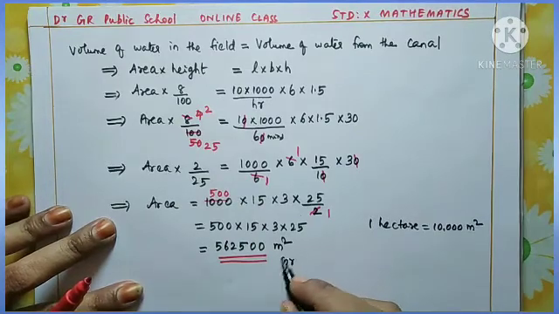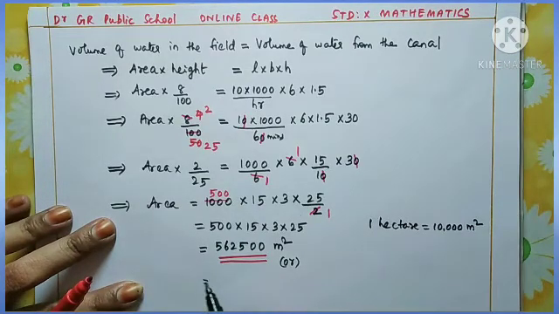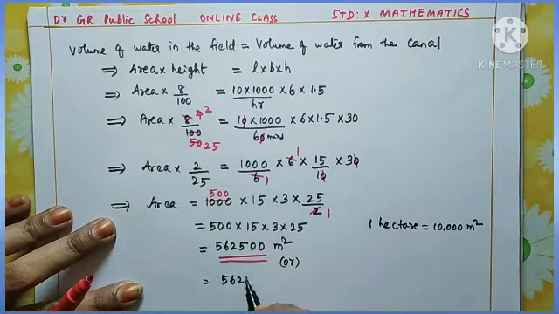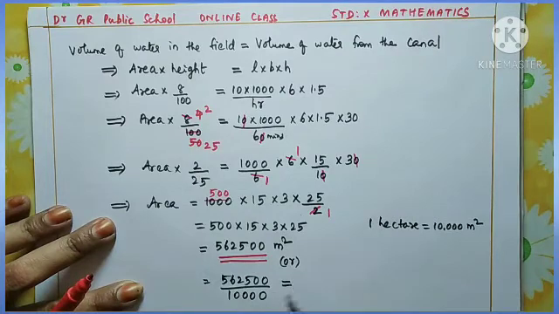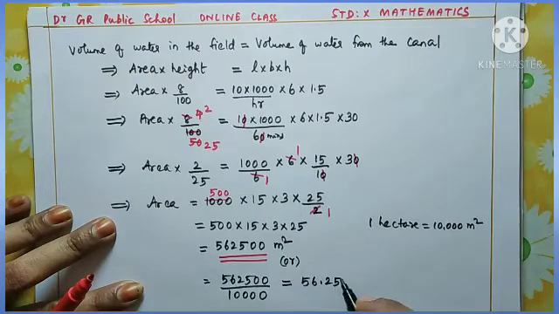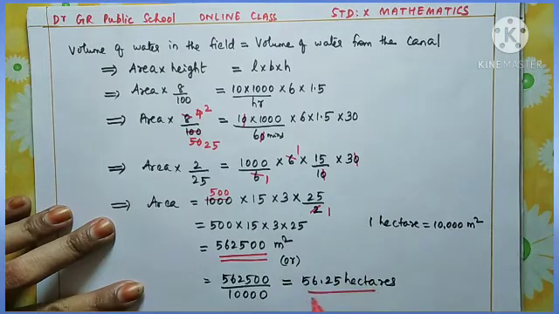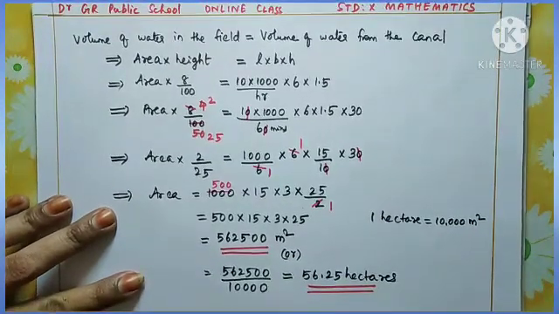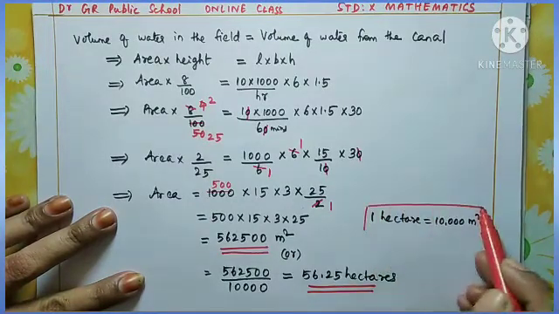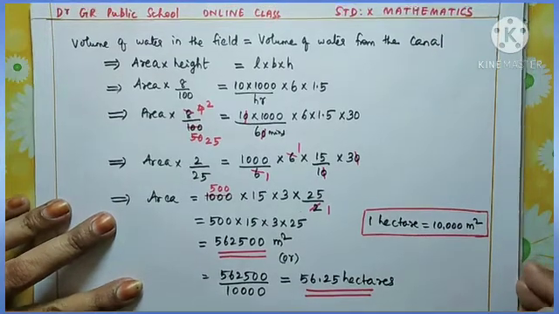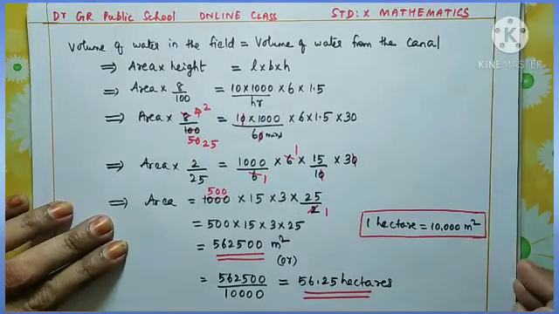So the answer is correct, but if you are converting to hectare, just divide by 10,000. 4 zeros, so 4 places left you want to place the point. So it will be 56.25 hectares. That is the required area of the field. Hope all of you understood. So this type of conversions all of you keep in your mind. Wherever you want to apply, you want to apply that correctly.